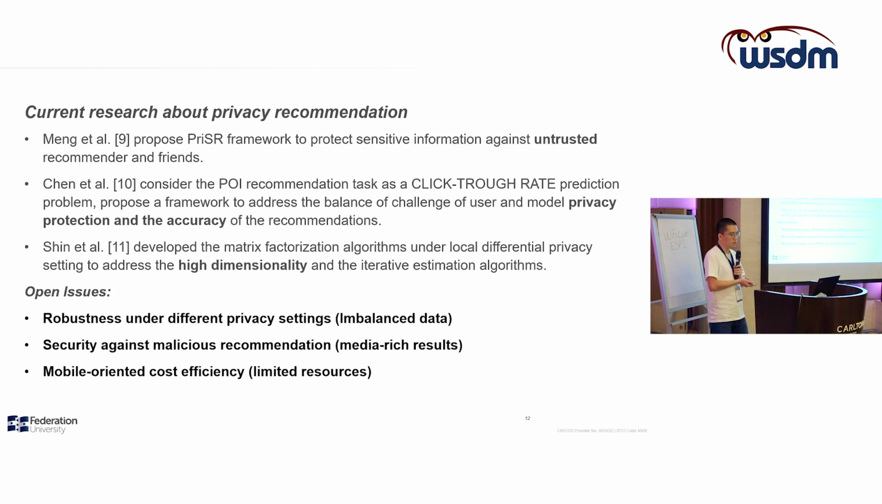The open issues are, first, robustness under different privacy settings, which can cause imbalanced data because different users can select different privacy settings, either high privacy or not sensitive. Second is security against malicious recommendations. Some recommender systems generate media-rich results like video and images, and some of them, for example for young people under 18, might contain adult content, so they might not be suitable for kids or the elderly. This is the second open issue.